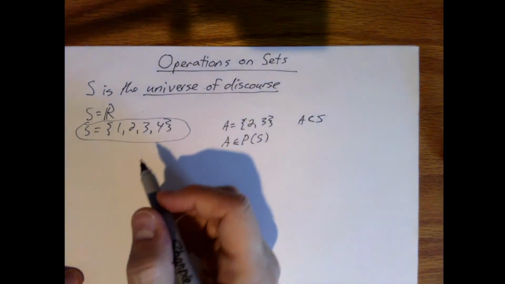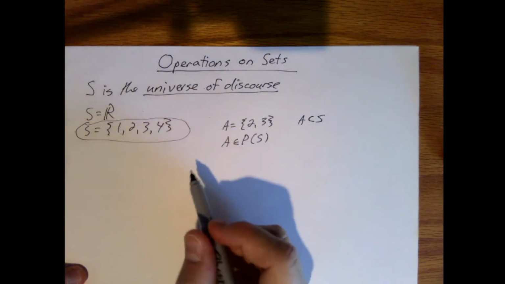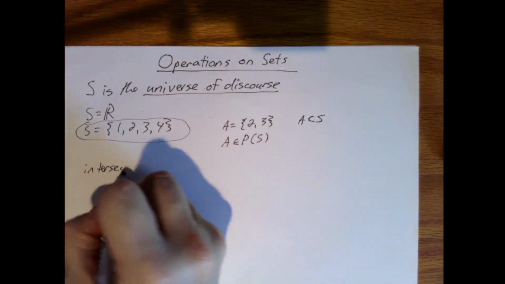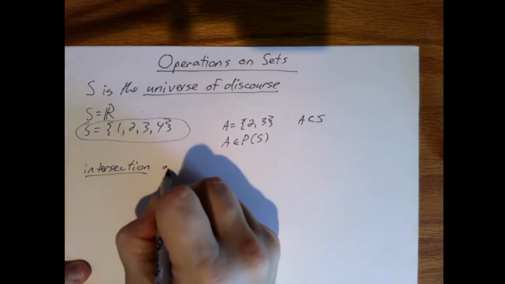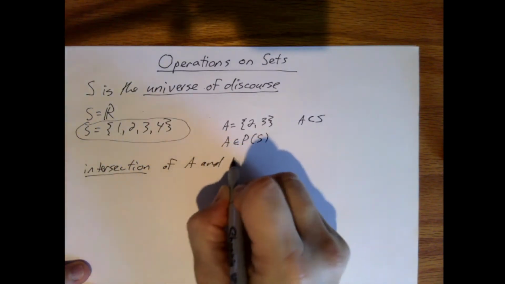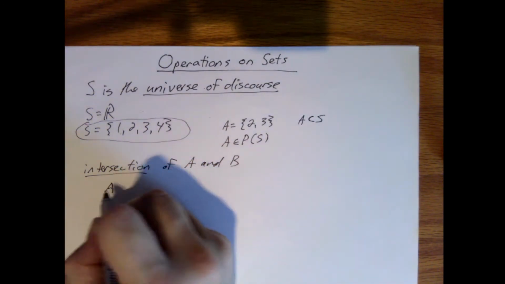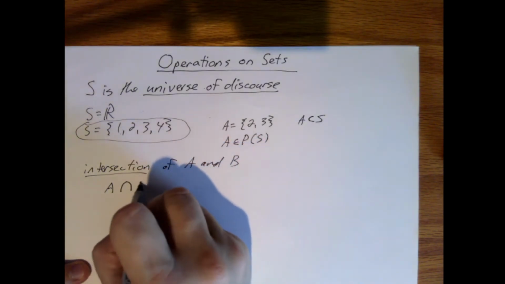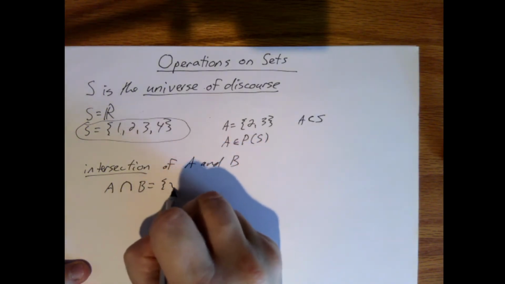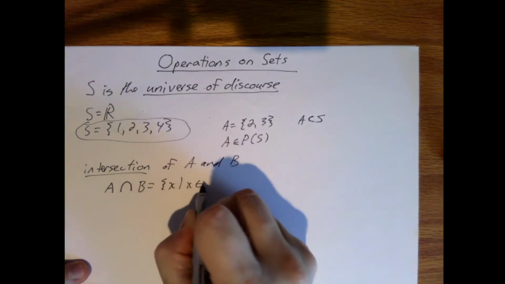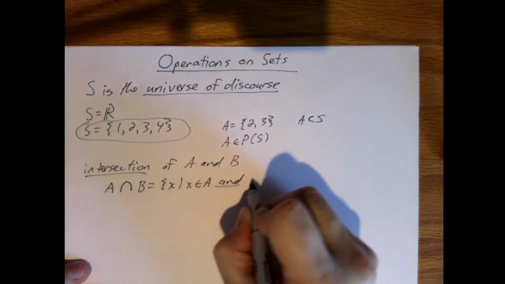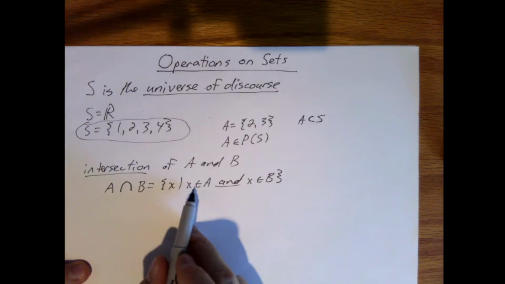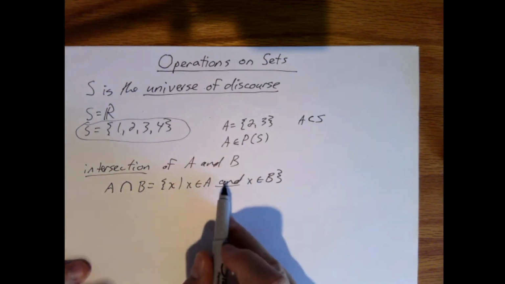Okay? So there are several standard operations that we'll use over and over again. So the intersection of A and B, we write like this. It's like an upside down U shape, although it doesn't have a bar like a normal U would. A intersect B is equal to the set of X, where X is an element of A and X is an element of B. That is, it's the set of the shared elements of the two sets A and B.